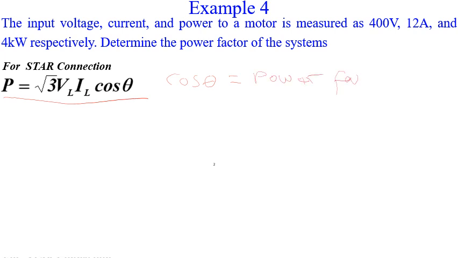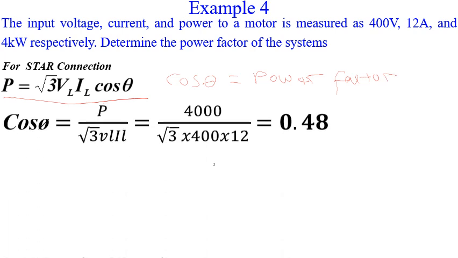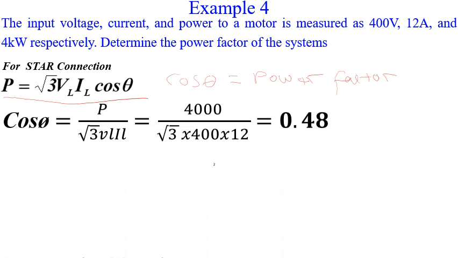Since cos phi is known as the power factor, we can make cos phi the subject. Making cos phi the subject, we get this equation. Then we just substitute our power. Our power was 4 kilowatts, so it is 4,000 divided by root 3 times our line voltage, which is 400, times the current 12. Then we get our cos phi as 0.48. So we can approximate it to, let's say, 0.5. That is how to simply calculate our power factor.